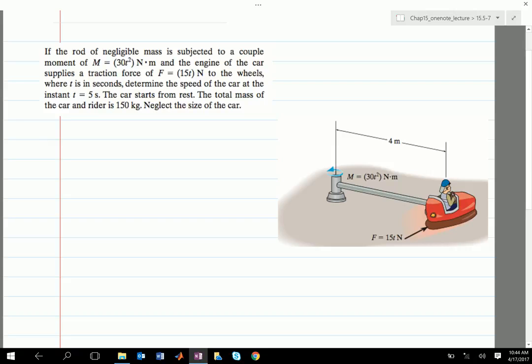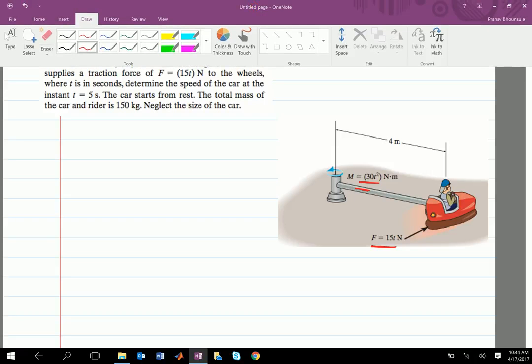of negligible mass, this is the rod of negligible mass, is subjected to a couple moment of 30t square Newton meters, and the engine of the car supplies a traction force F equals 15t newtons to the wheels, where t is in seconds. Determine the speed of the car at the instant t is 5 seconds. The car starts from rest. The total mass of the car and the rider is 150 kilograms.